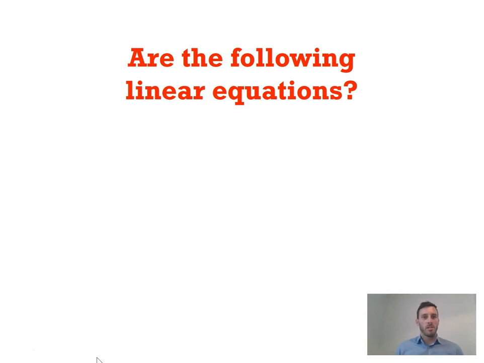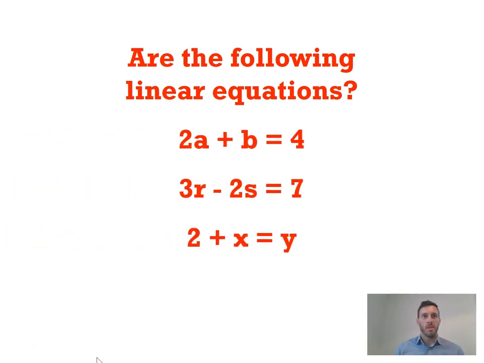Are the following equations linear? The top two are in a slightly different form to what we're used to. However, they still have two variables and are still linear equations. These are in what we call the general form. We'll look at that a bit further later. The last one is in a familiar form and is linear.